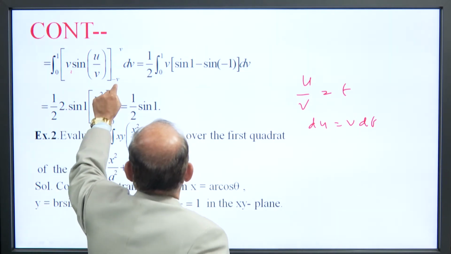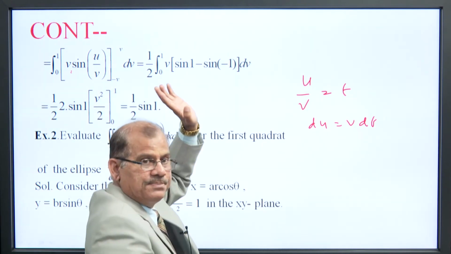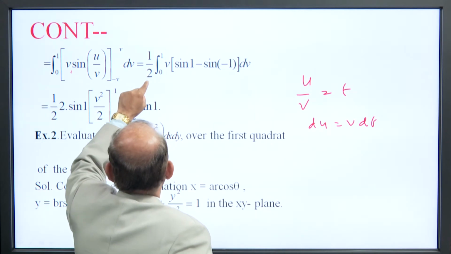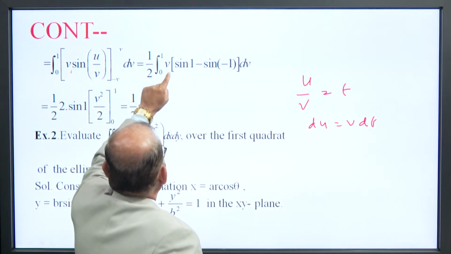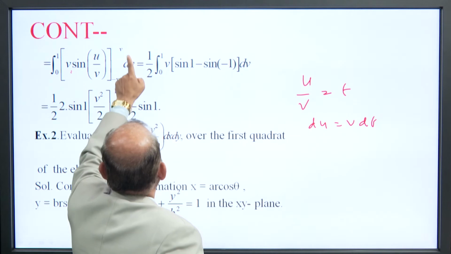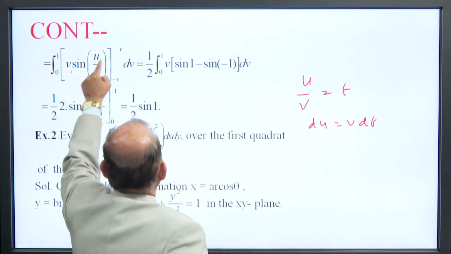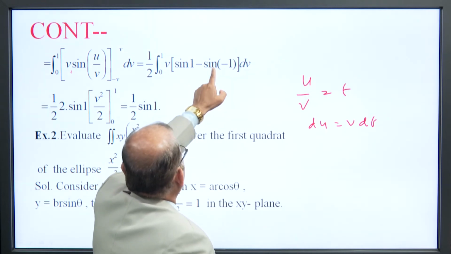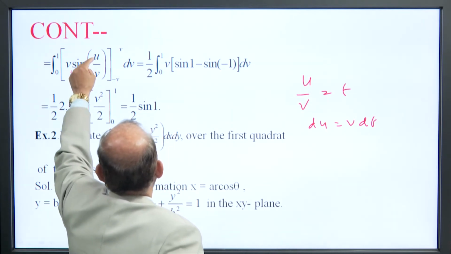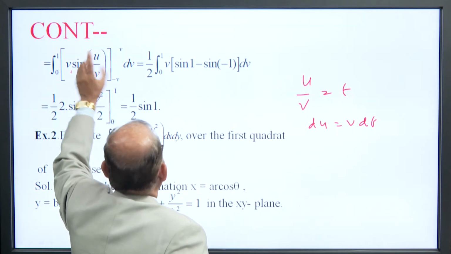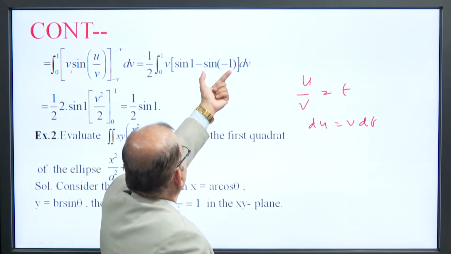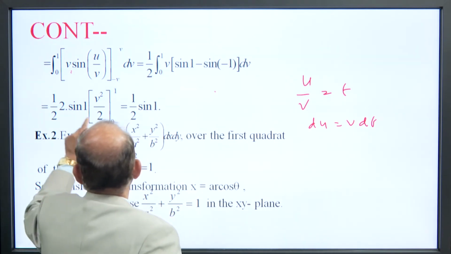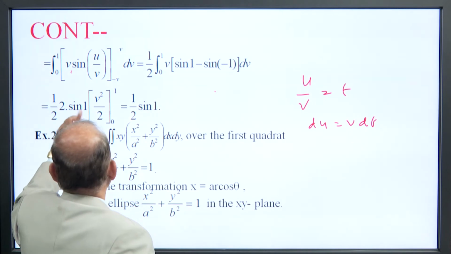And u varies from minus v to v. This is the value of the integral, v sin u by v. Putting in the limits, v and v cancel out, and we get sin 1 minus sin minus 1. Sin minus 1 is equal to minus sin 1, so minus minus plus means it is 2 sin 1. The 2 cancels out.